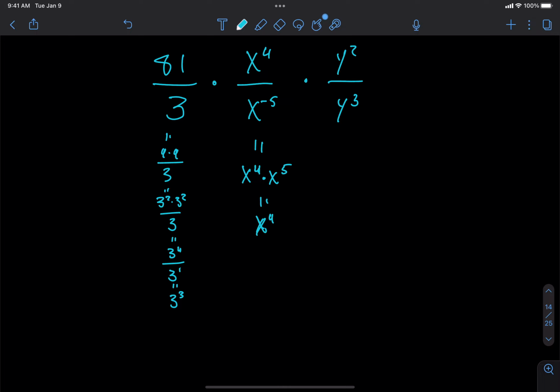Okay? In the numerator. You could also use the subtraction rule, right? 4 minus negative 5 would be 4 plus 5, which is 9. So that's another rule that you could use if you wanted to. So this is x to the 9. Okay, and how about this one? How do I deal with something when the power in the denominator is bigger than the power in the numerator?